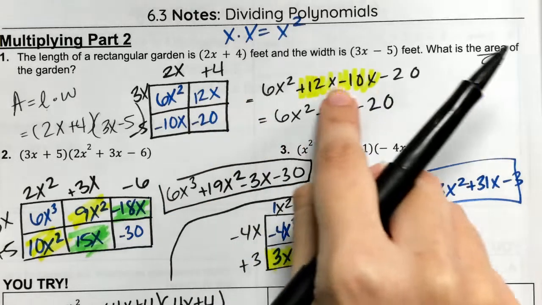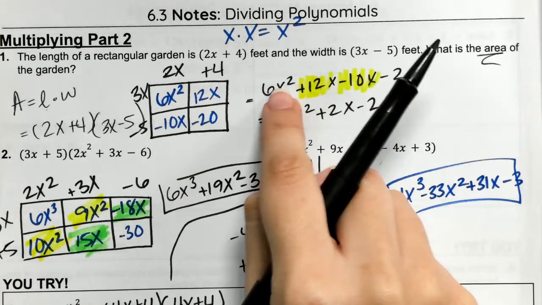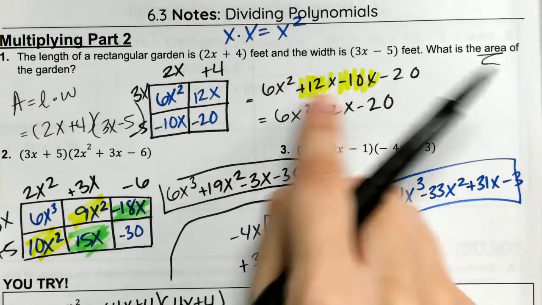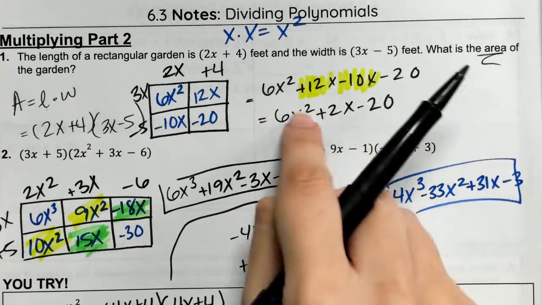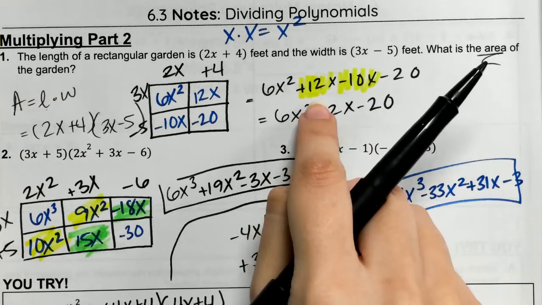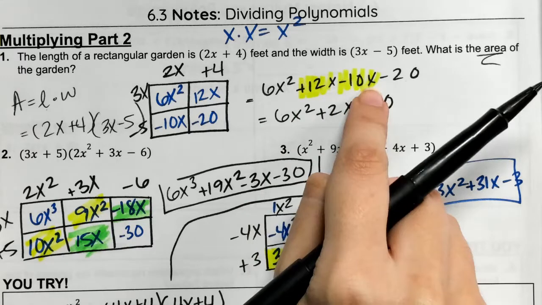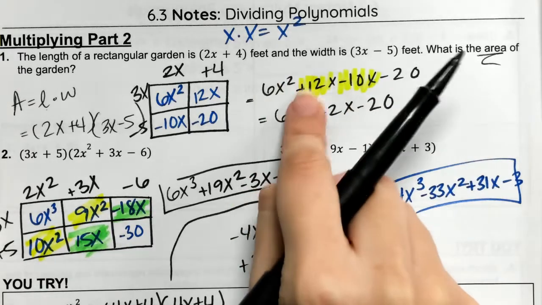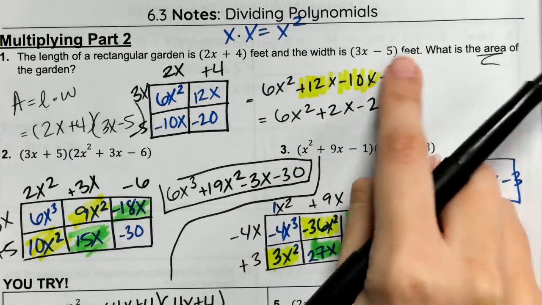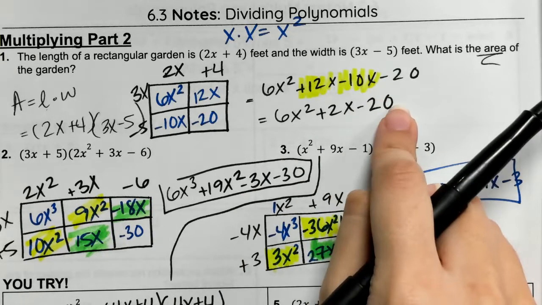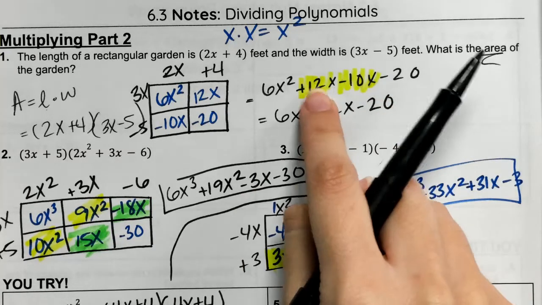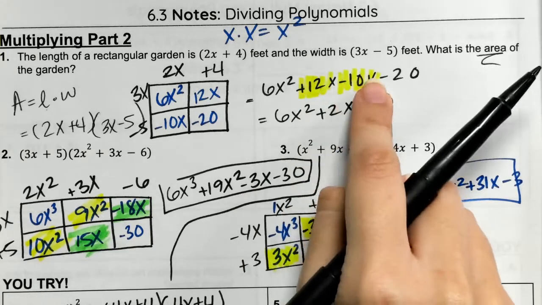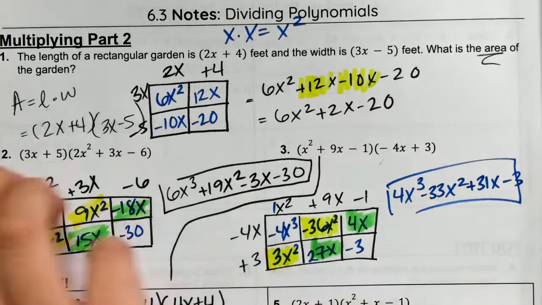You can write it all out here. So my 6x squared, my positive 12x, my negative 10x, and my negative 20. Then we combine like terms. I say, okay, well I know that this has an x, this has an x. There's only one term with just an x squared, so it stays the same. There's only one term with a non-variable, so the negative 20 stays the same. However, I can add 12x minus 10x. That'll just give you 2x.